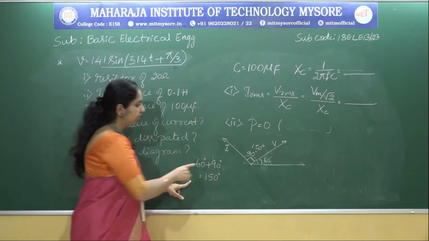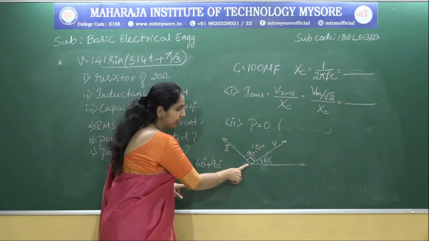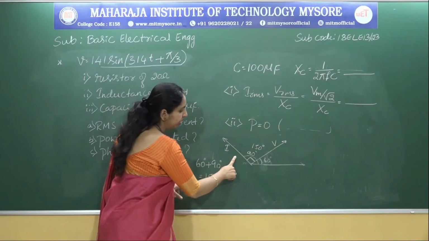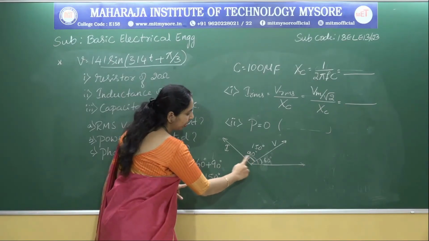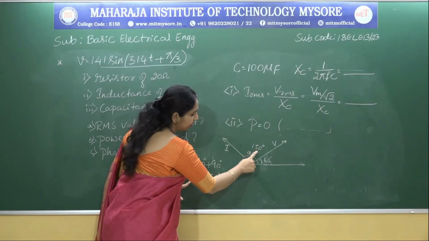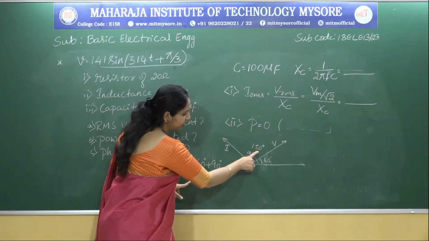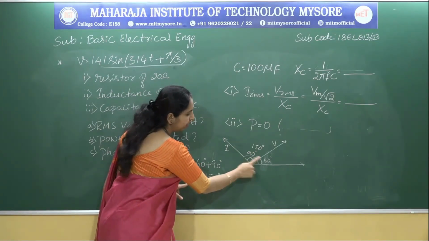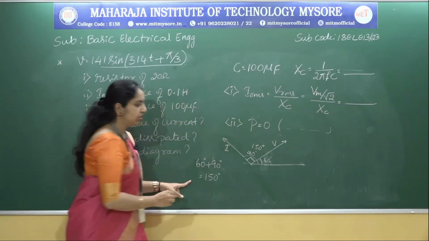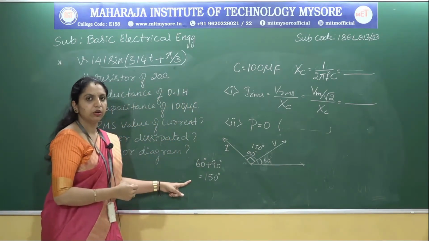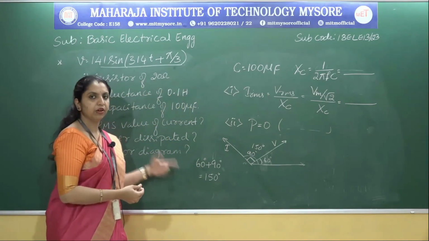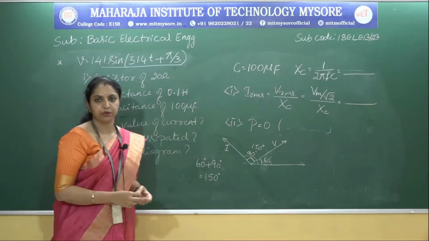Okay, I hope it is clear. Since the current leads voltage by 90 degrees, the total angle we are getting is 150, which we have obtained from 90 plus 60. So this is how we draw the phasor diagram for a pure capacitive circuit.